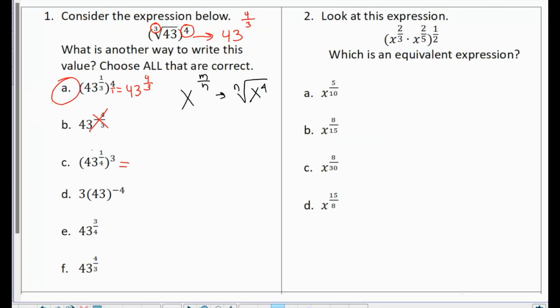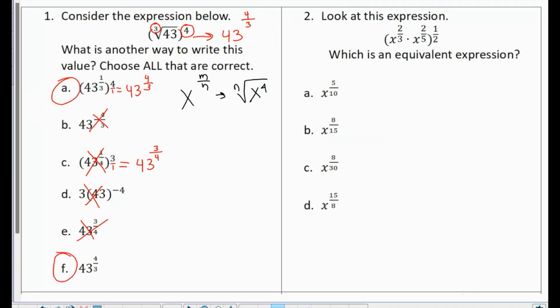Let's try the same thing with this one. So we've got 43. We can put this over 1, and it's a power to a power, so we just multiply 3 over 4. Now, 3 over 4 and 4 over 3 are not the same thing. Next, we have, again, this is just going to be 43 to the negative 4 power times 3, and it's not even close. We've got 43, 3 to the 4th. Again, 3 to the 4th and 4 over 3 is not the same thing. And 43 to the 4 over 3 power, well, that one matches.